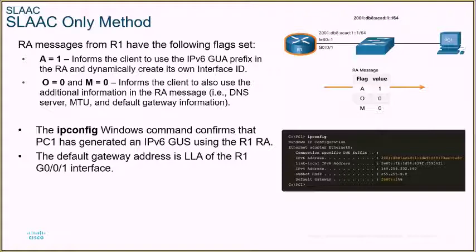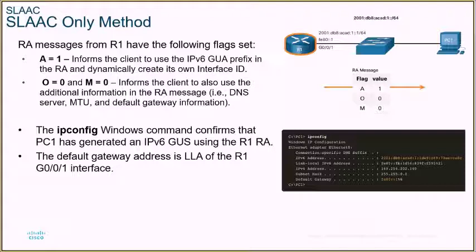So basically, in the router advertisement message, there are flags for A, O, and M. Of course, they're the different modes, and only one of those will be set. A means completely automatic. A equals 1 informs the client to use the IPv6 GUA prefix in the RA and dynamically create its own interface ID. So the O and the M would be equal to 0. And from there, that's the only information you're going to get.